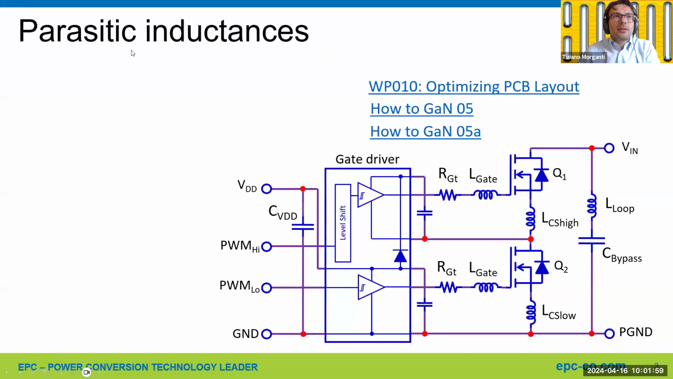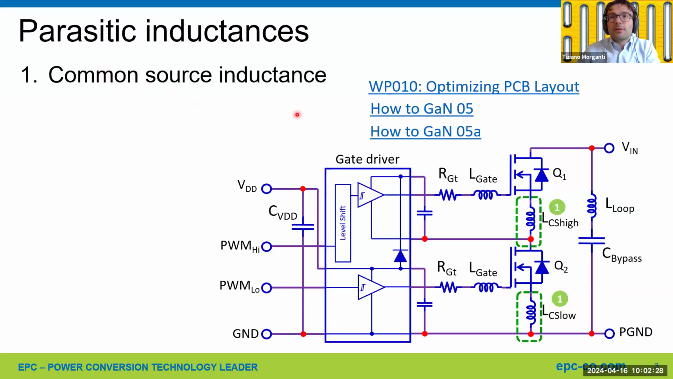So talking about the parasitic inductances, we consider a half-bridge circuit with a gate driver. The following few slides are an extract of our How2GaN 5, and you can Google the links here and get a more complete presentation about the topic.